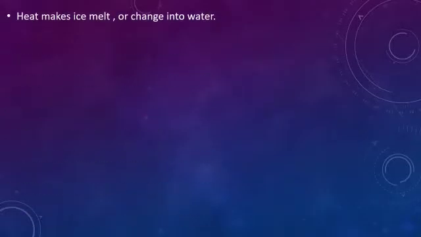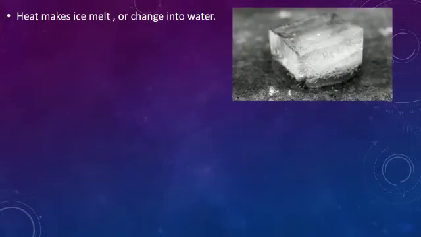Heat makes ice melt or change into water. Let us discuss this. For example, what happens if we take out the ice from the refrigerator and keep it outside for a long time? It starts melting and changes back to water. The outside warm air changes the ice into water. This is liquid form of water.